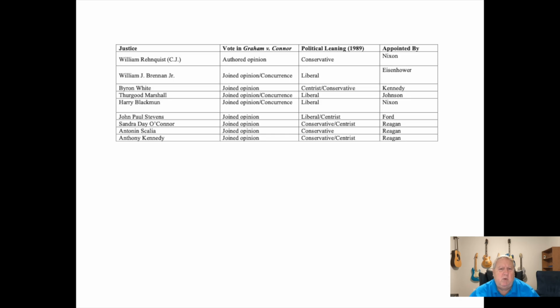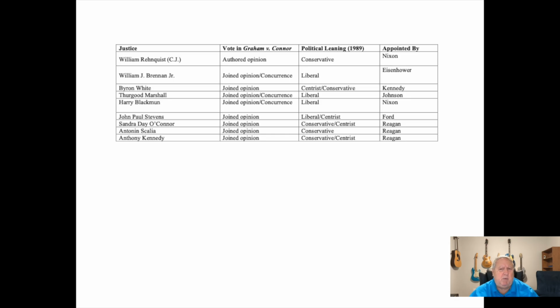So we've got William Rehnquist writing the opinion. He's a conservative appointed by Richard Nixon. William Brennan, a very well-known, very liberal justice appointed by Eisenhower, joins in that. But he also joins in the concurrence that you'll see at the end of this. Byron White was appointed by Kennedy, more of a centrist, I think, maybe leaning conservative. Thurgood Marshall, a pretty well-known liberal on the court. He also joins in the concurrence along with the opinion. Harry Blackmun, another well-known liberal on the court in those days, appointed by Richard Nixon. Also, I believe Harry Blackmun wrote the concurrence. We'll see that in a second.